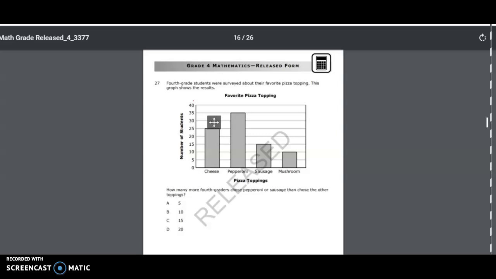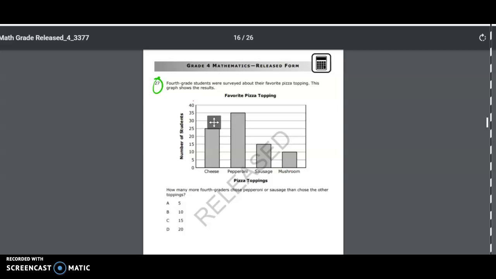Okay, so I'm continuing on with the EOG released problems. Right now I'm working on number 27. Fourth grade students were surveyed about their favorite pizza topping. This graph shows the results. How many more fourth graders chose pepperoni or sausage than chose the other toppings?